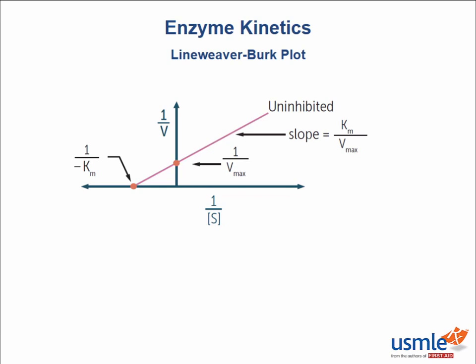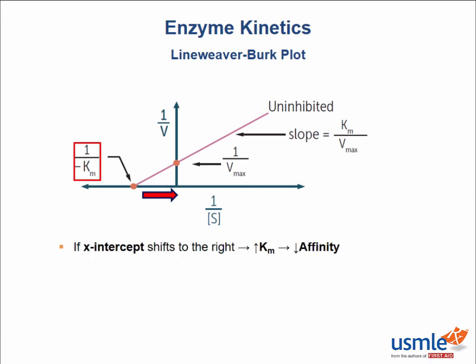Well, if we shifted the x-intercept to the right, closer to 0, we would be making this value less negative, and Km would increase. As we learned before, increasing our Km would decrease affinity. So inputting numbers can make this a lot easier to understand. Check this out. As you can see, when -1 over Km becomes less negative, from -2 to -1, the Km increases from 1/2 to 1.